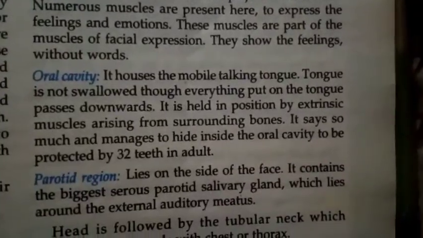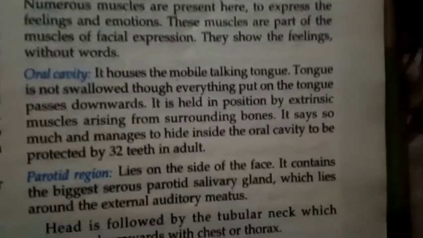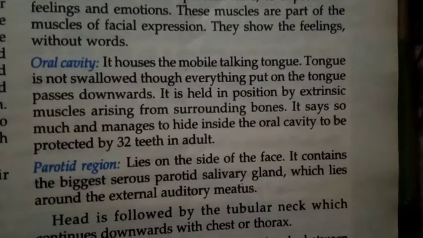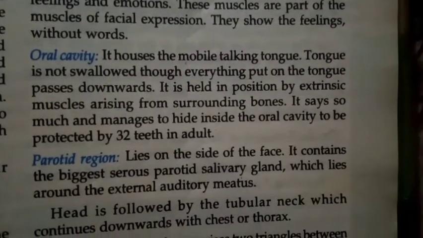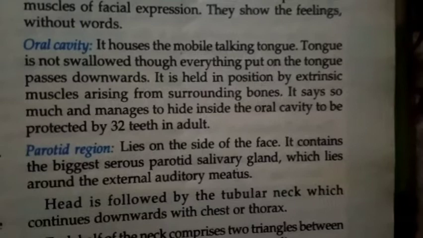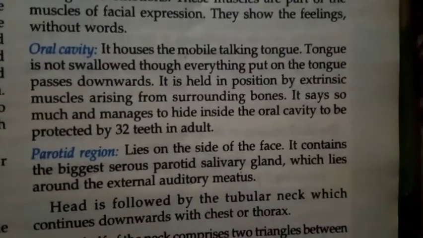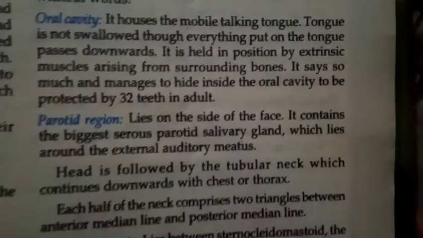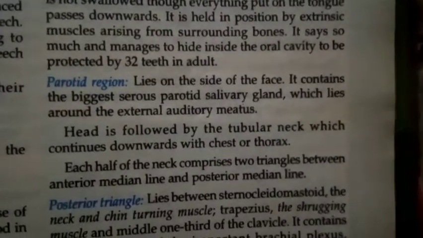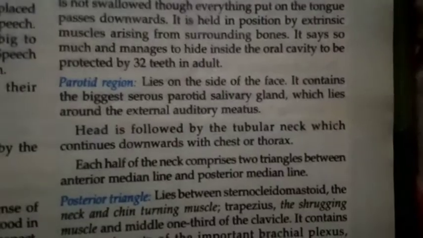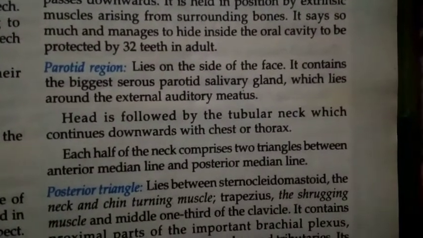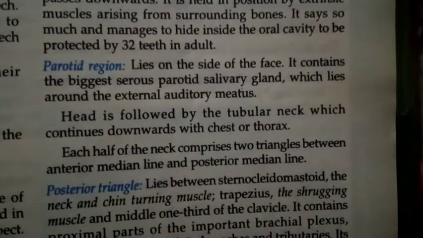Oral cavity, it houses the mobile talking tongue. Whatever is put on the tongue passes downward; the tongue is not swallowed. It is held in position by extrinsic muscles arising from the surrounding bone. It says so much and manages to hide inside the oral cavity, protected by 32 teeth in an adult. Now we will talk about the parotid gland, which lies on the side of the face. It contains the biggest serous salivary gland, the parotid, which lies around the external auditory meatus.